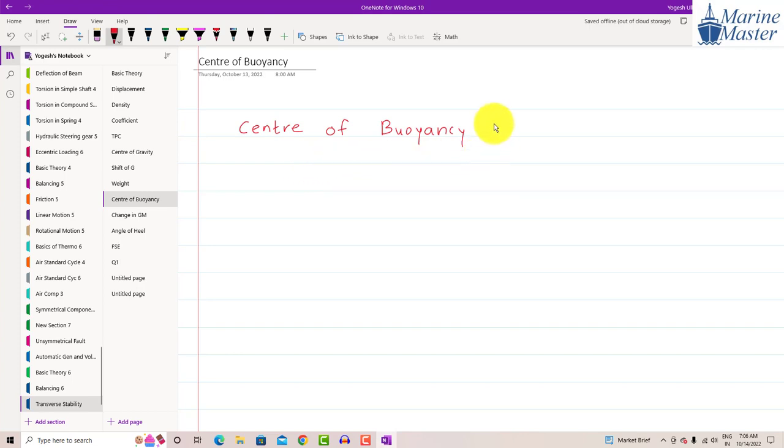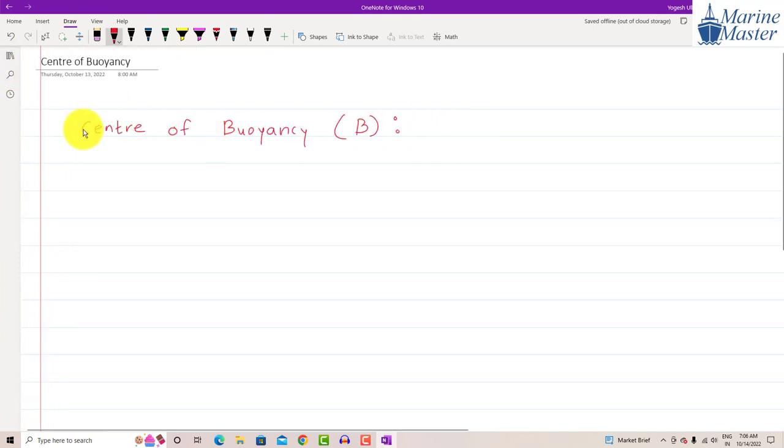So we denote center of buoyancy by the symbol capital B. Now what is meant by center of buoyancy? Center of buoyancy is the point through which buoyancy force acts vertically upward. Listen to my words carefully. It is the point through which buoyancy force acts vertically upward.